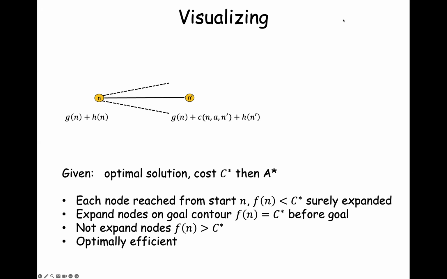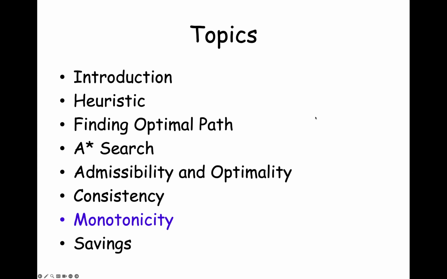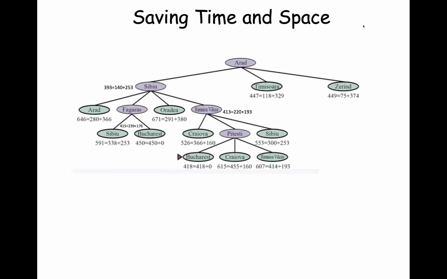All right. And so why did I say this? Because this monotonicity affords you savings in time and in space. And so here we have an expansion of the search tree from A star search, and each node is decorated with the evaluative measure, which consists of the path cost G of n and the goal estimate H of n.